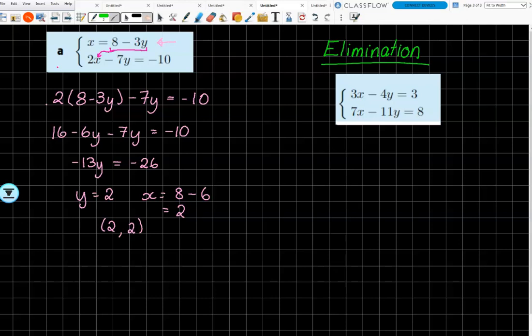So if we look here, you've got a choice. You can eliminate either the x's or the y's, but we've got to make their coefficients the same. So if I wanted to make the x coefficients the same, what would I have to times each row by?